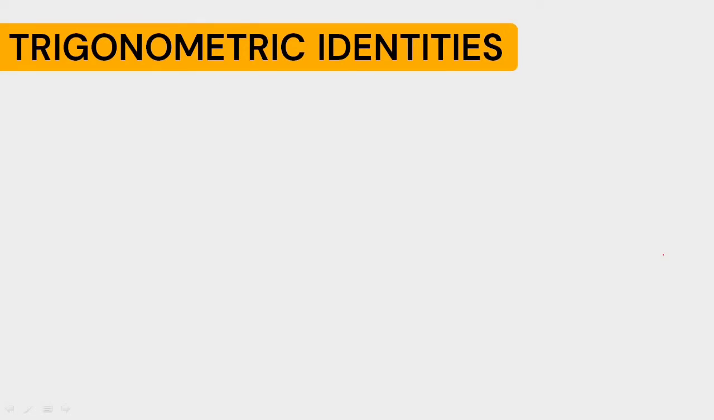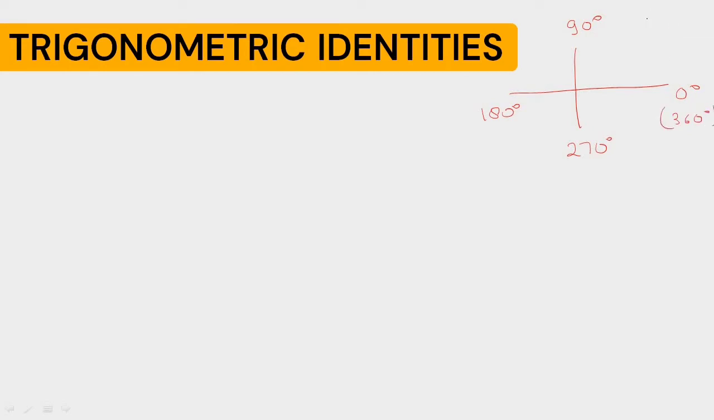So there are basically some identities which we have to know. Suppose in a quadrant, suppose this is a quadrant and this is 0 degree, this is 90 degree, this is 180 degree, this is 270 degree, and this is again 360 degree or 0 degree.